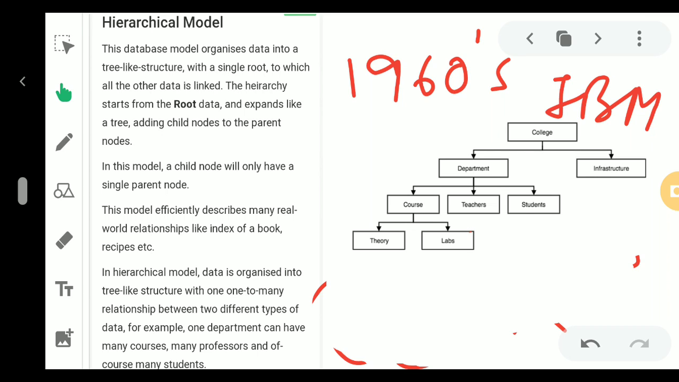Now we have to know the advantages of having this hierarchical model. This model allows easy addition and deletion of information.